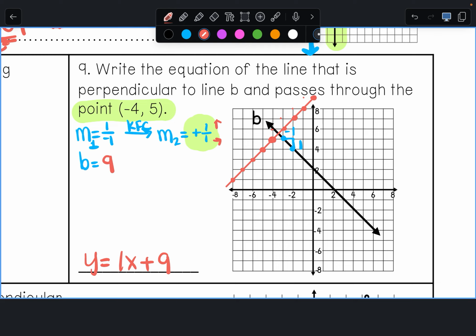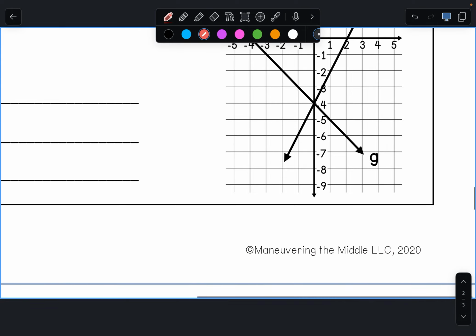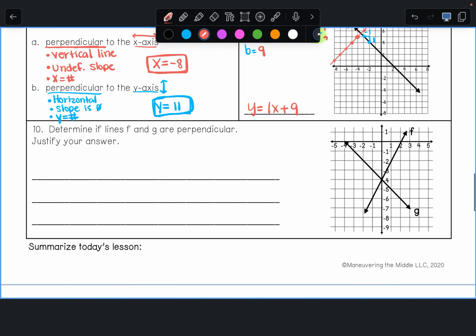Number 10. Determine if lines F and G are perpendicular. Justify your answer. Well, they're crossing each other, so can we just automatically say they're perpendicular? No, you have to be able to compare the slopes. You have to compare the slopes.